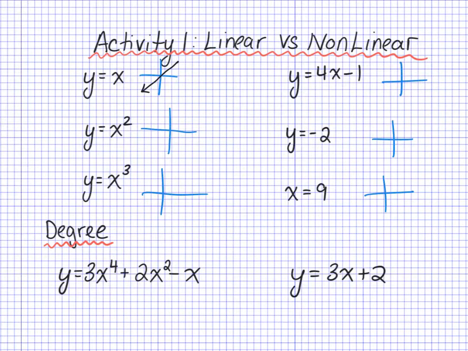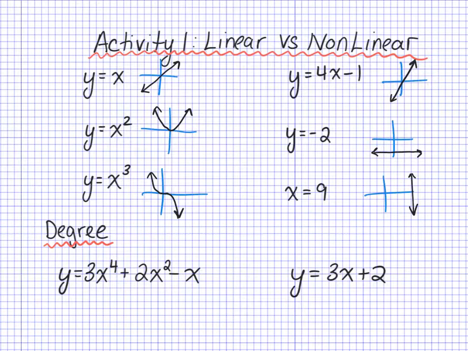So you'll notice y equals x makes a straight line. Y equals x squared makes what we call a parabola. Y equals x cubed does this kind of thing. Y equals 4x minus 1 is going to do something like this. And y equals negative 2 is going to do something like this. And x equals 9 is going to do something like this.